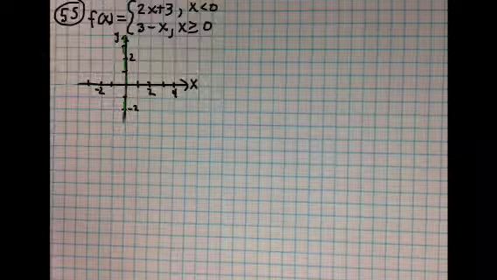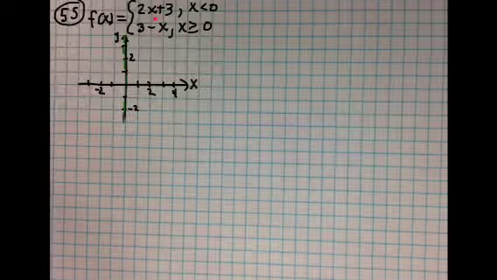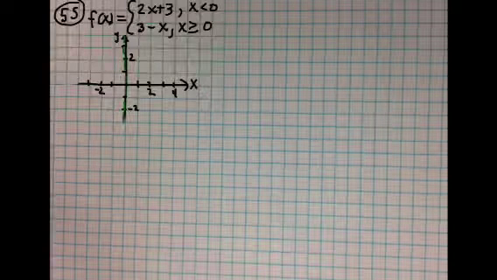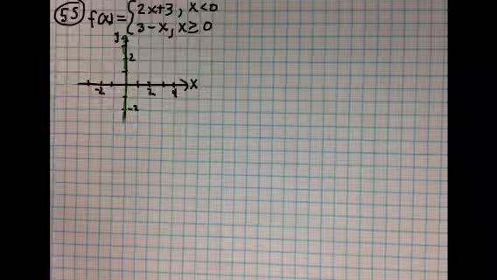Okay, and so for all x less than 0, we're going to plot this. So on the left side, we're going to plot 2x plus 3. And on the right side of the green line, we're going to plot 3 minus x.